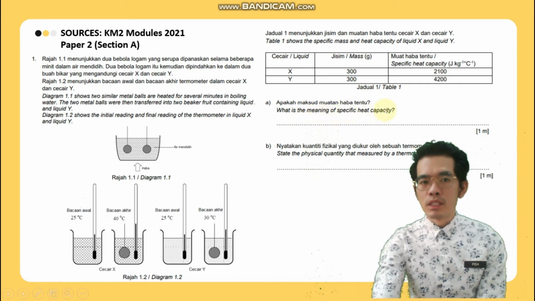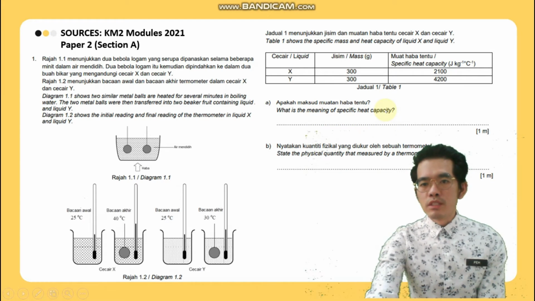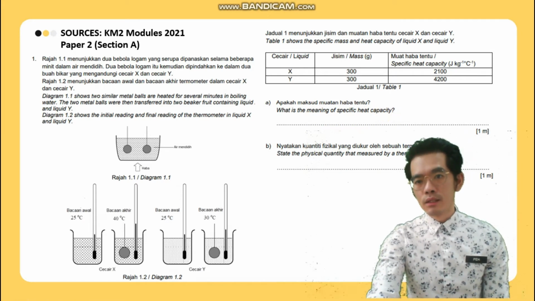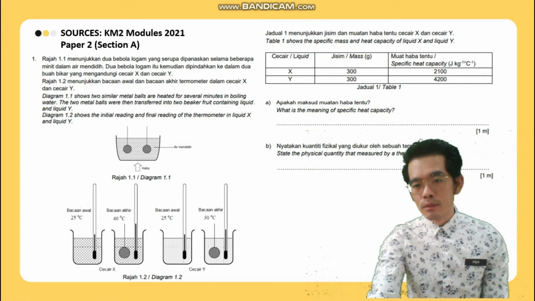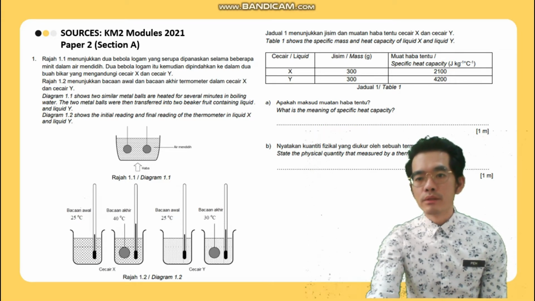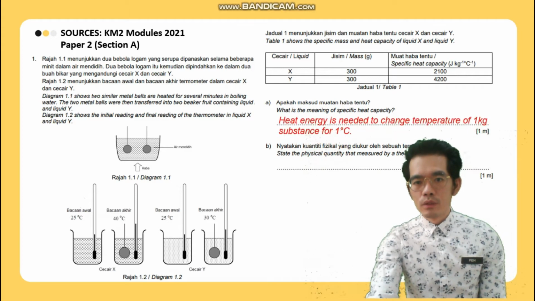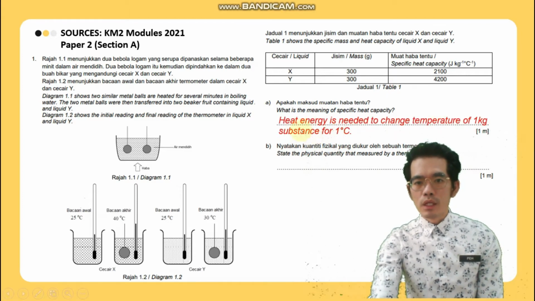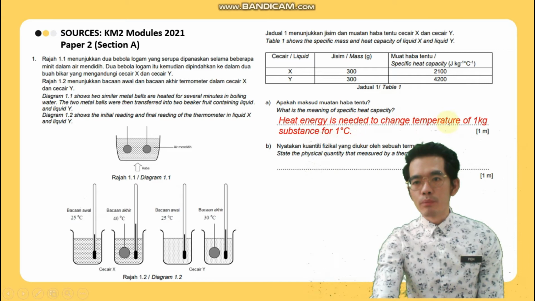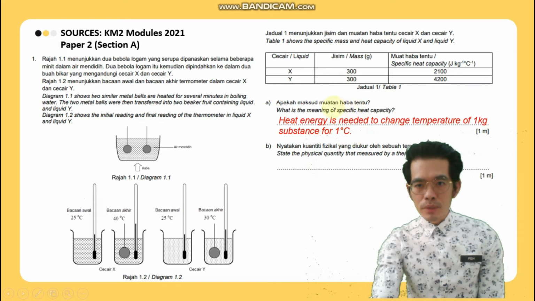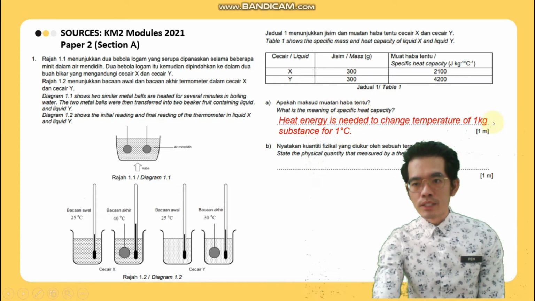Specific heat capacity is the heat required by 1 kg of substance to increase its temperature by 1 degree Celsius. So this is the answer: heat energy needed to change the temperature of 1 kg of substance by 1 degree Celsius. Since the question mentions specific heat capacity, you must mention 1 kg of substance in your definition.